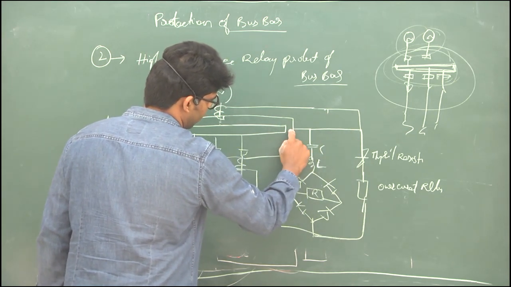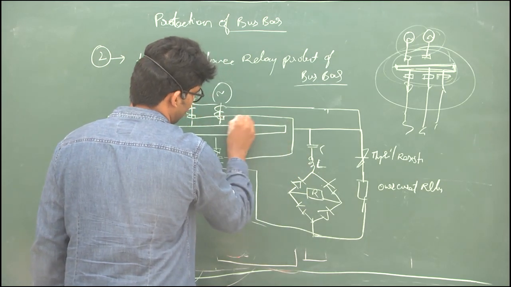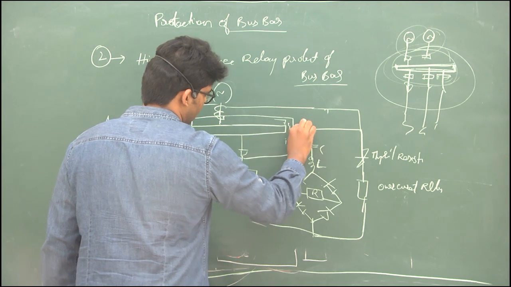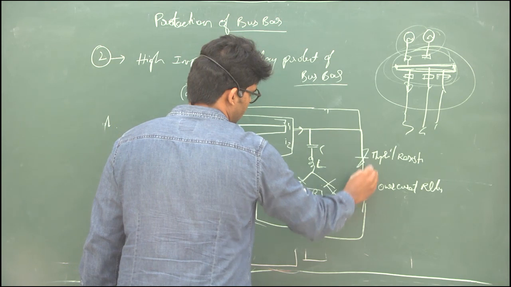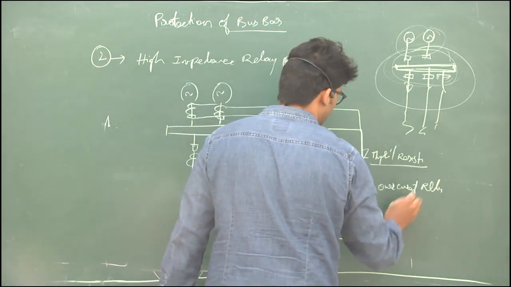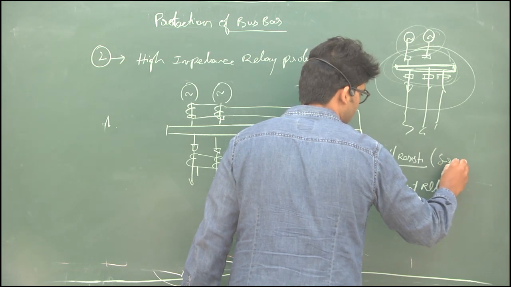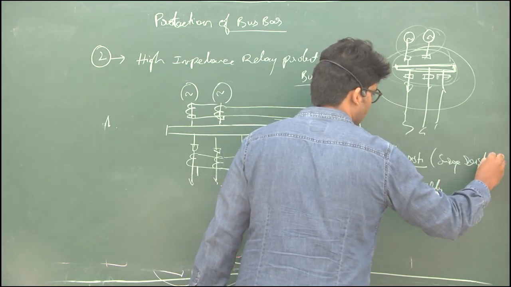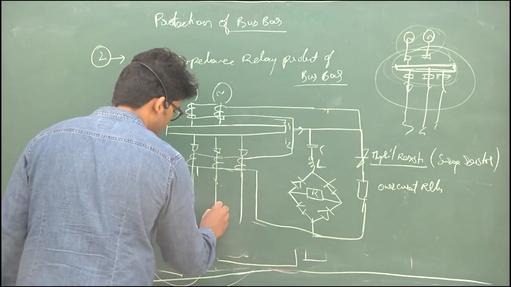Now the currents entering: if the fault occurs here, the currents I1 and I2 will enter, and the external high surges will enter like this through the triac resistor, which we also call the surge resistor. Okay, so the main principle lies here.